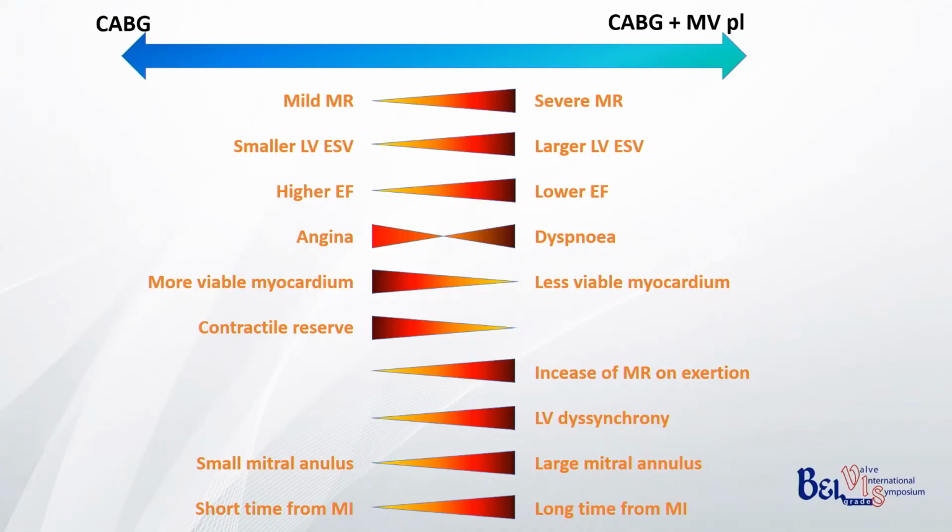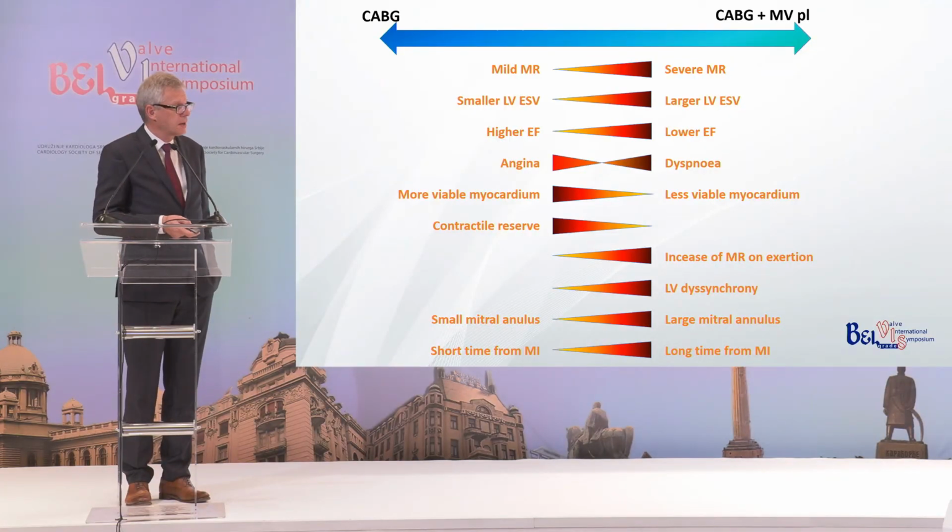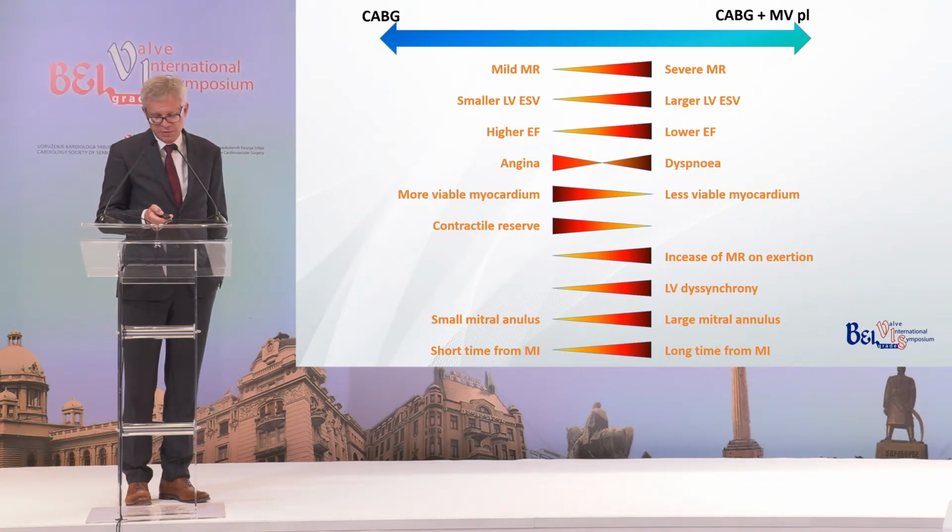My personal approach is that if you have a more severe MR, you obviously opt for mitroplasty with larger ventricles, lower ejection fraction, more dyspnea, less viable myocardium, less contractile reserve, and with the increase of MR on exertion, LV dyssynchrony, large mitral annulus, and long time from MI. These are all the predictors, if you look through different trials, to persuade you to add mitroplasty to CABG or to medical therapy, if you like, in patients with ischemic mitral regurgitation.